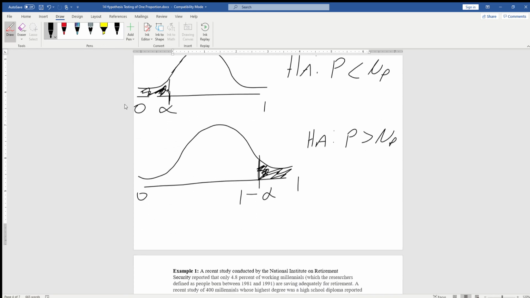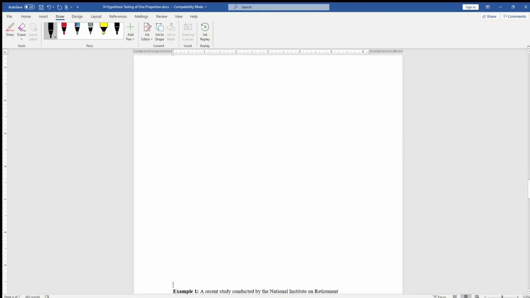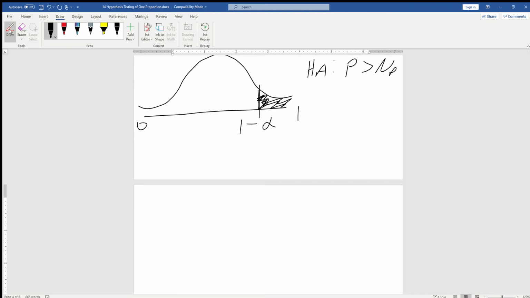Right? And then the other option is if for some reason it doesn't suggest less than or greater than, the only suggestion is not equal to for a two-tailed test. So if we have a two-tailed test, this is what it's going to look like. So we're going to have our distribution. The range of values is still 0 to 1.